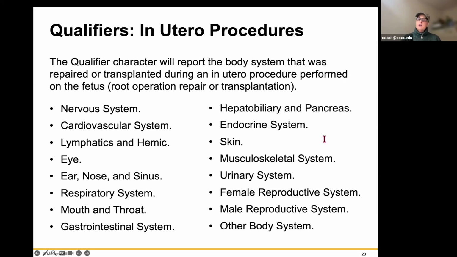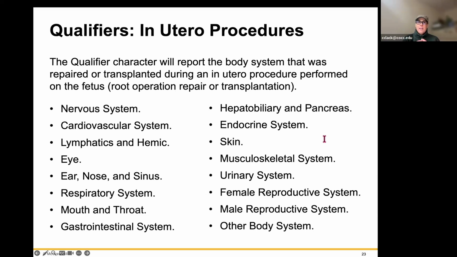So here are qualifiers for in utero procedures. When the root operation is repair or transplantation and the procedure is performed on the fetus in utero, the qualifier character 7 is used to specify which fetal body system was repaired or transplanted. So in these situations, character 7 is not the extra information, it's the detail that completes the picture. It completes the code by identifying the fetal body system involved. The table will give you qualifier choices such as nervous system, cardiovascular, eye, ear, nose, skin, musculoskeletal, etc.